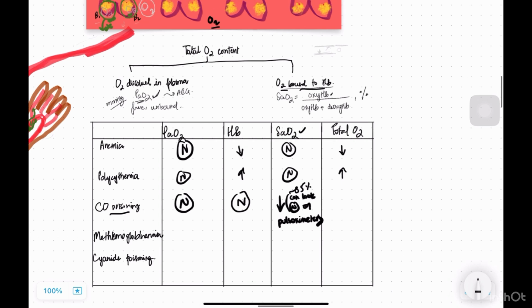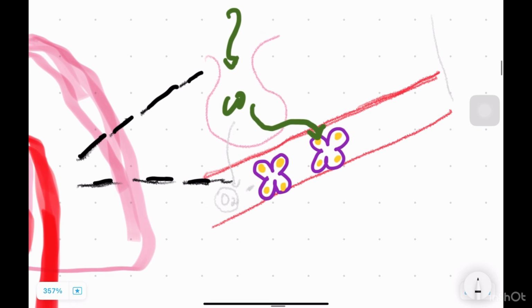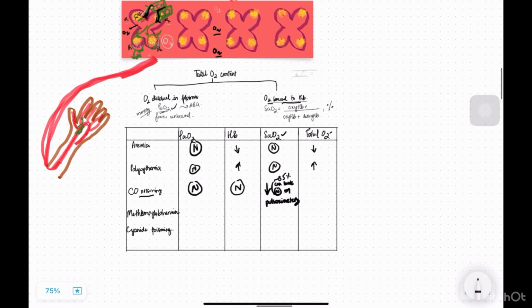Okay, what happens to total oxygen? Now, it should be quite obvious that total oxygen content is decreasing. Now you have oxygen here and you have carbon monoxide here. Your hemoglobin is holding on to carbon monoxide rather than oxygen because of more affinity, right? So the amount of oxygen uptake is only going to decrease because carbon monoxide is going to be coming inside. So your total oxygen in the blood is going to decrease.